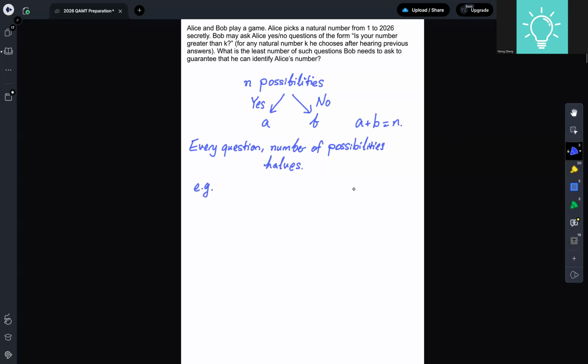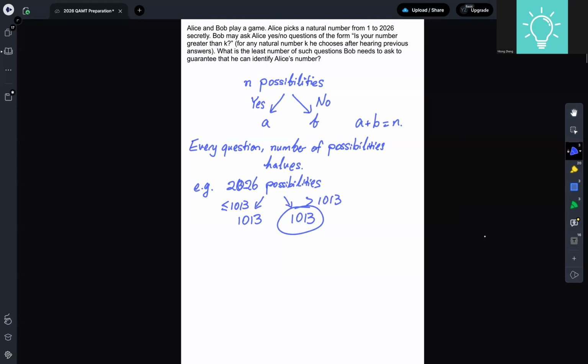For example, we start with 2026 possibilities at the start. And then maybe Bob can ask, is your number greater than 1013? So this is greater than 1013. This is not greater than 1013. And each of these cases has 1013 possibilities. And we've narrowed down our range to half.